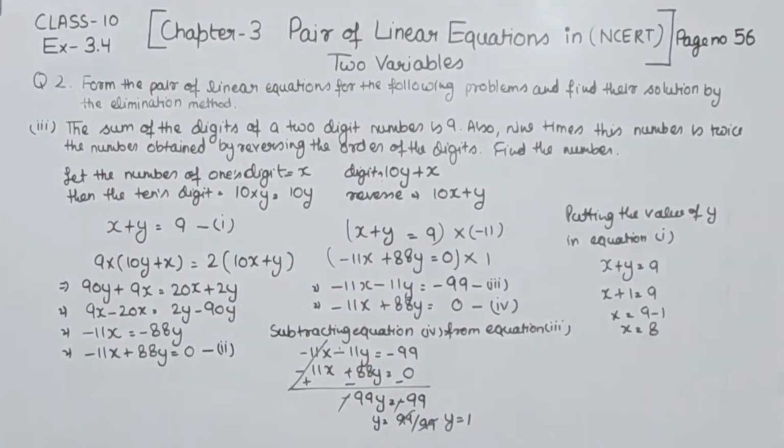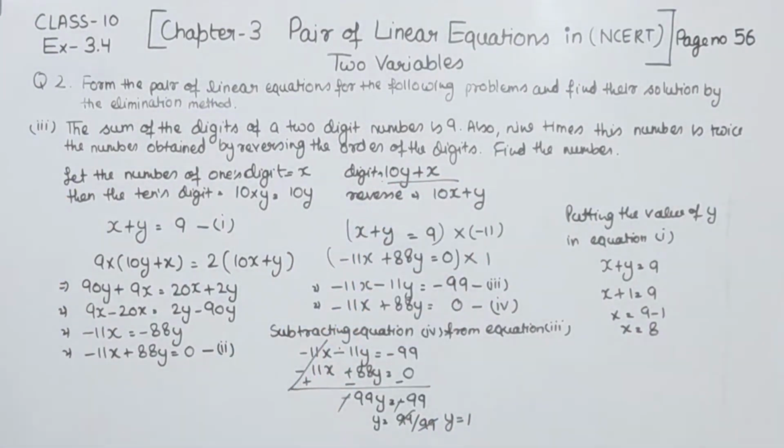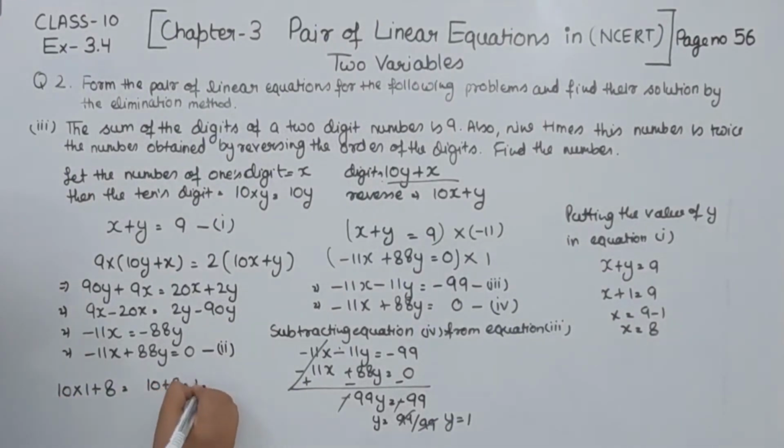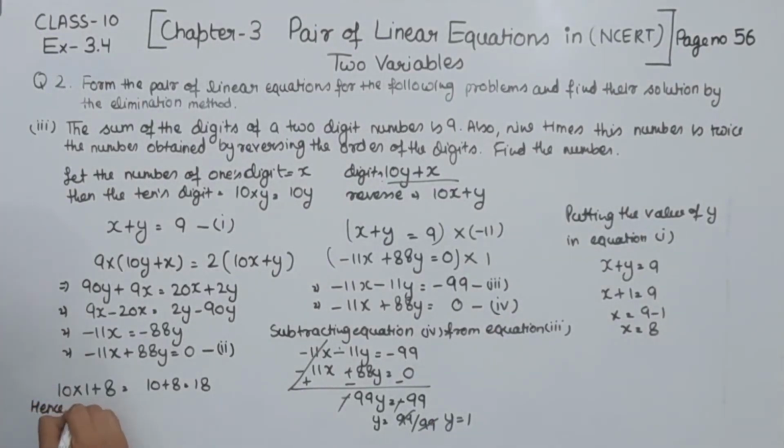So now we have to find the number first. So the number is 10y plus x. So 10 multiplied by y, which is 1, plus x, which is 8. So this one is 10 plus 8 is equal to 18. So the number is 18. So I'm going to write here, hence the required number is 18. This one is part 3.